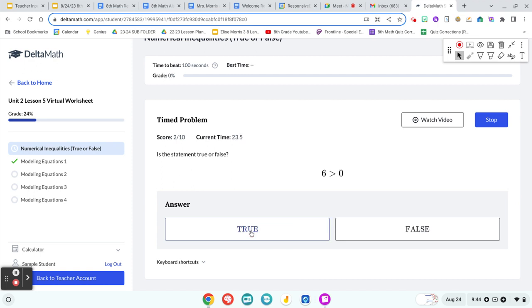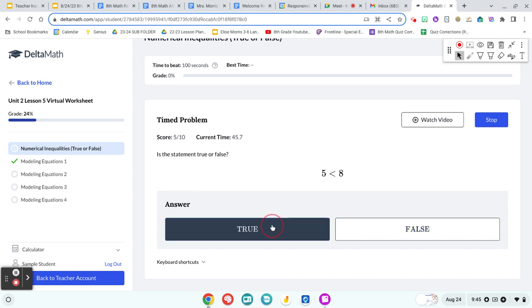Is 6 greater than 0? True. A negative number, is that bigger or greater than a positive number? No. This positive, is it less than that negative? No, the negatives are to the left. So the negatives are less. So this is false. Is 5 less than 8?